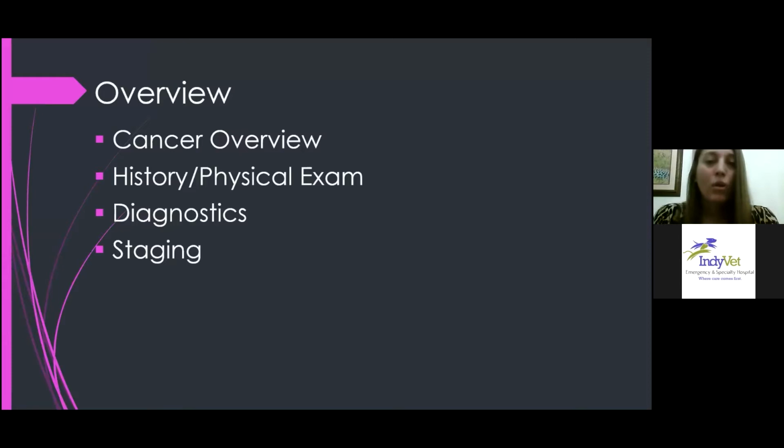So here's a roadmap of what we're going to talk about tonight. We'll give a general overview of cancer, go through what a history and physical exam might look like in a potential cancer patient, what diagnostics we'd like to do, and what we'd like to do for staging.